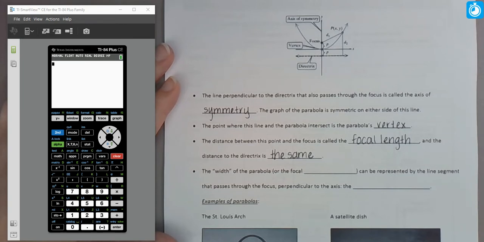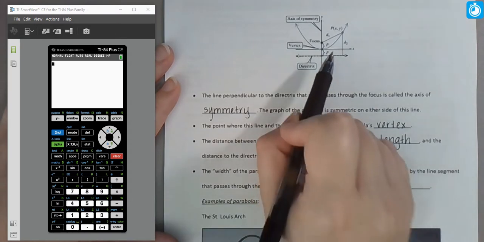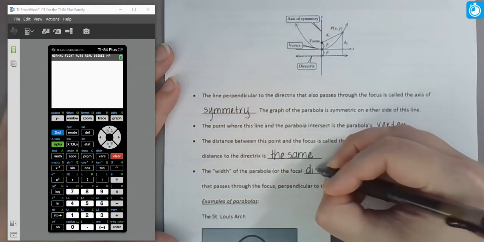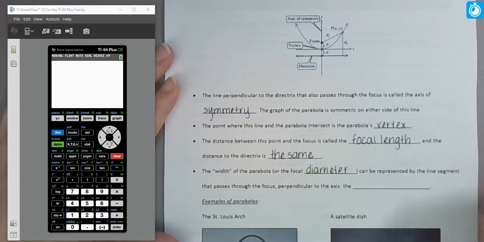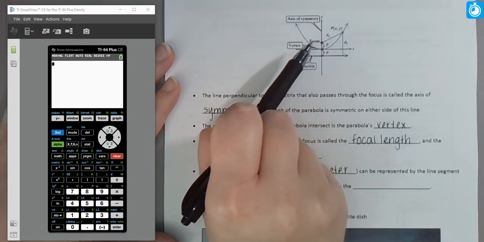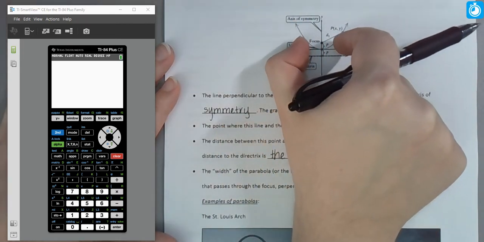So what we're interested in, not necessarily x-intercepts and y-intercepts, what we're interested in terms of graphing a little bit more accurately is the width of the parabola. In other words, how wide it is as we pass through the focus. We call this the focal diameter of the graph. So it's the line segment that passes through the focus from one side of the parabola to the other. It's the width of that line segment.